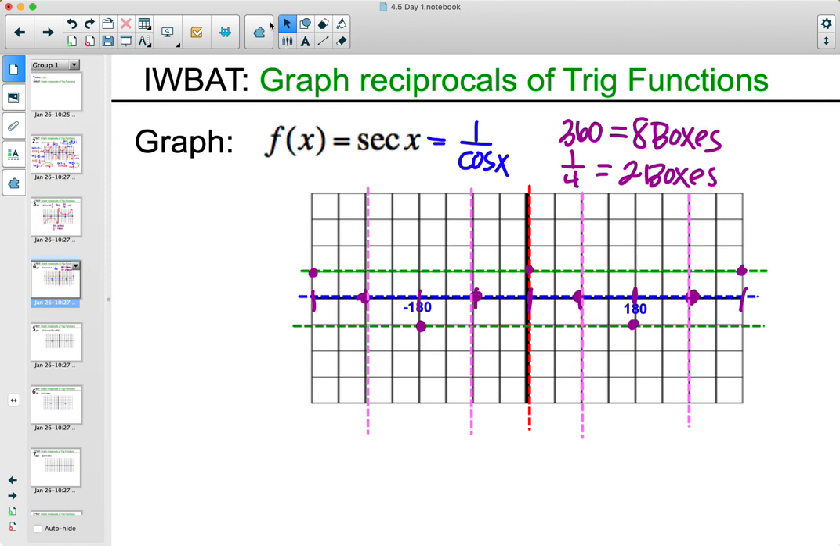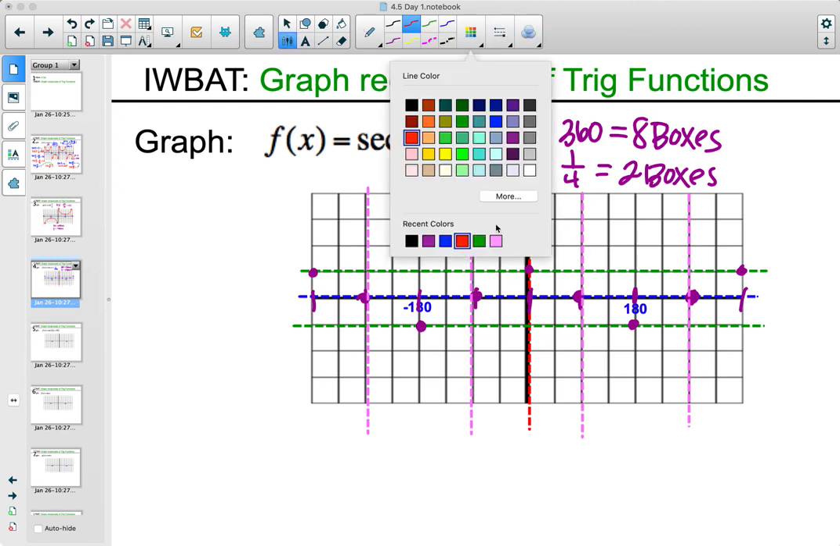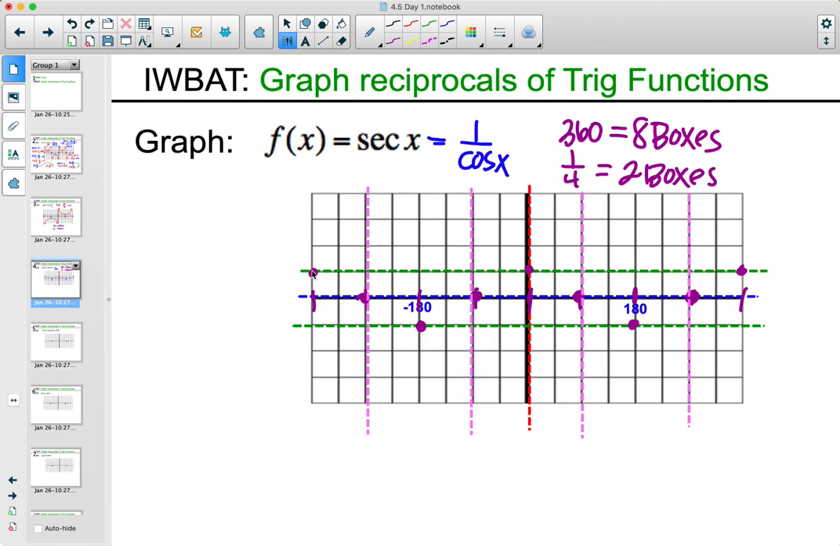And then where cosine is at 1 or at its max, secant is going to match. Okay, so at the mins and the maxes are going to be the same. So it's going to go up from the maxes, down from the mins. So at every minimum, you're going to have a parabola going down. At every maximum, you're going to have a parabola going up. And then again, these asymptotes happen when cosine is at 0.